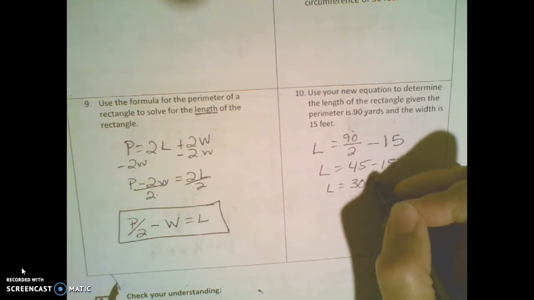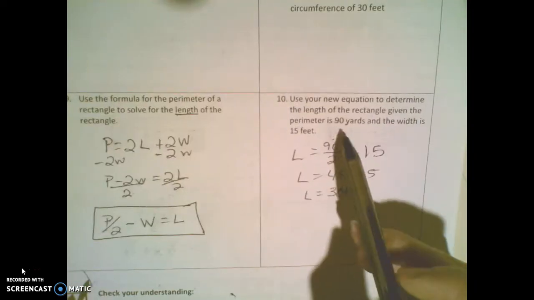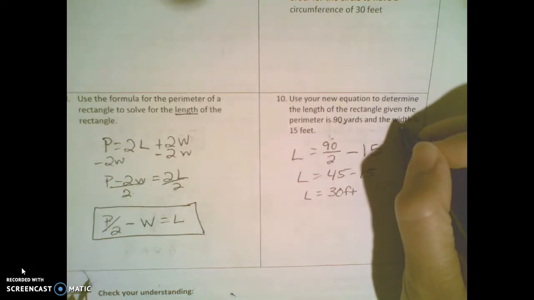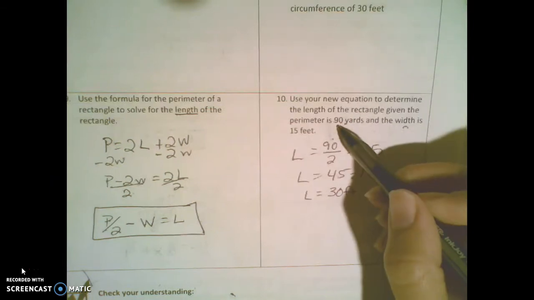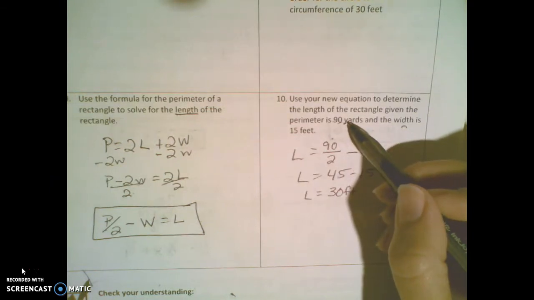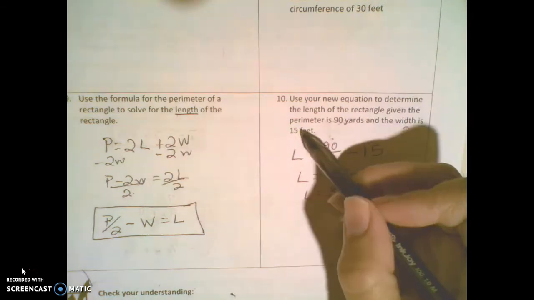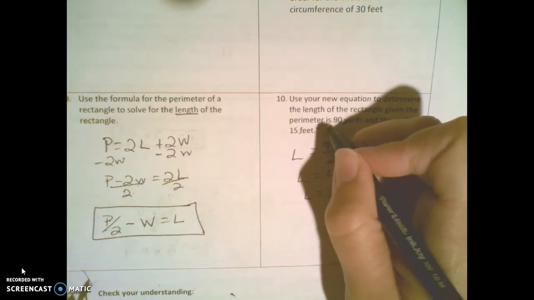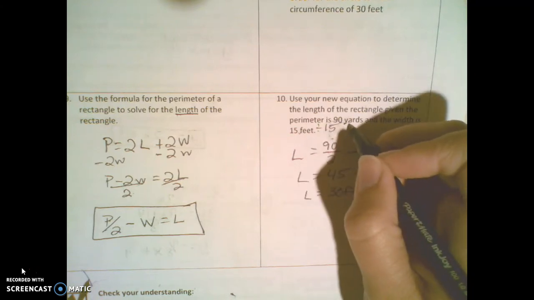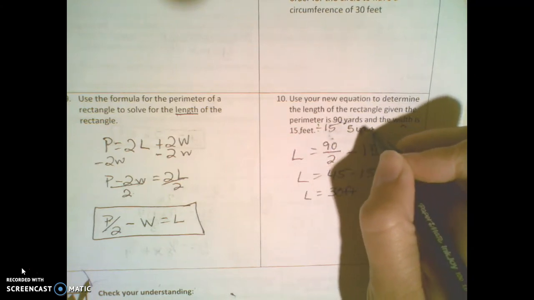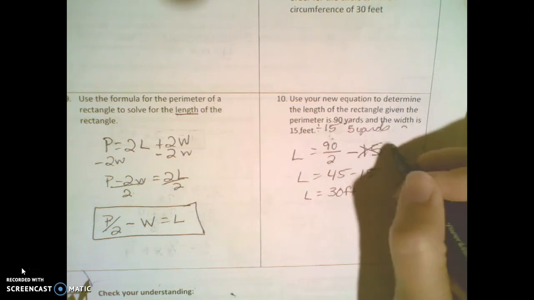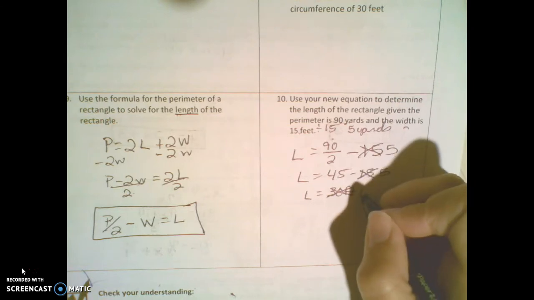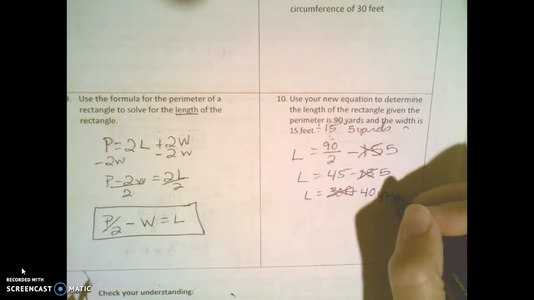feet. Oh, I just realized I messed up because we have 90 yards. So if it's 90 yards, we have to multiply that by 3 to get feet, or let's go ahead and, this is going to be easier, let's divide the 15 feet by 3. And so that's going to be 5 yards. So instead of 15, I'm going to subtract 5. And so my final answer is going to be 40 yards.